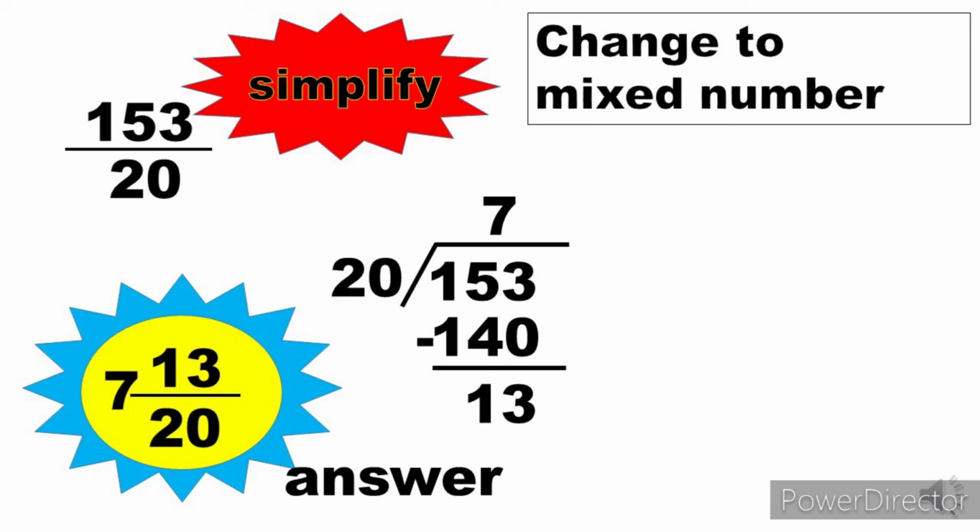And then, make it a mixed number. So, the quotient 7 is the whole number. The 13, the remainder, is the numerator. And 20 is the denominator.